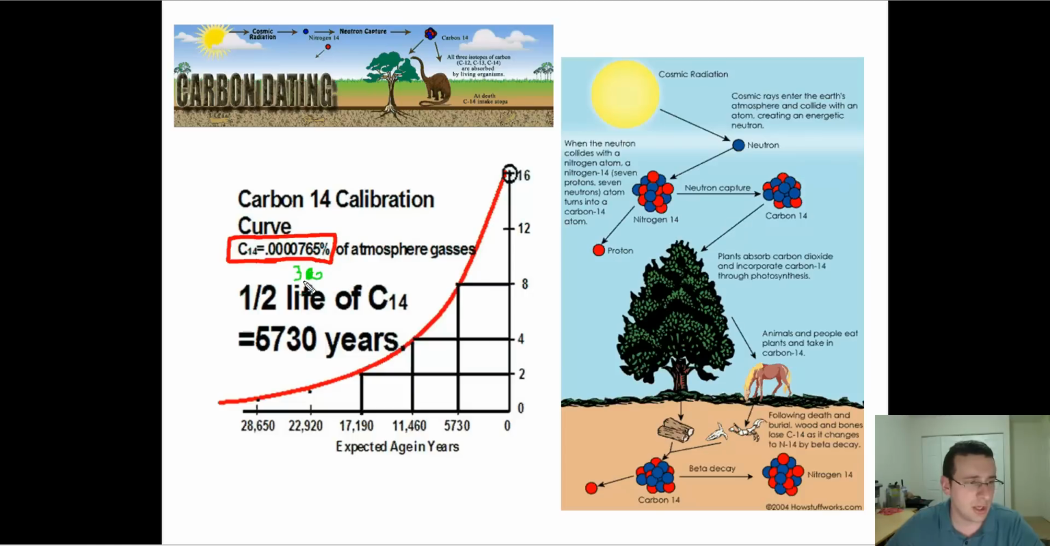So it will have 300 and change for that. And so it will have half of what's supposed to have. Now you should know what that means. If it had half of what's supposed to have, it means one half-life has gone by. So you know that this specimen has been dead for 5,730 years.